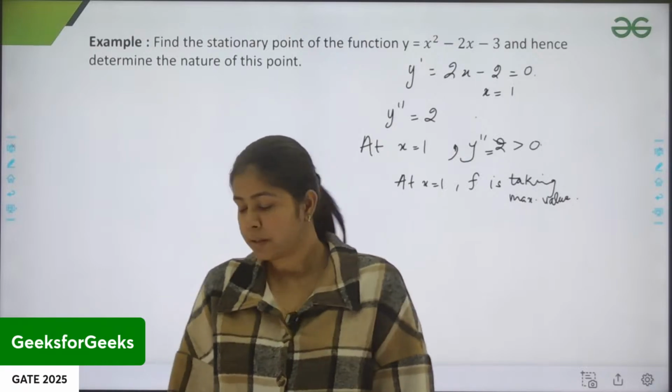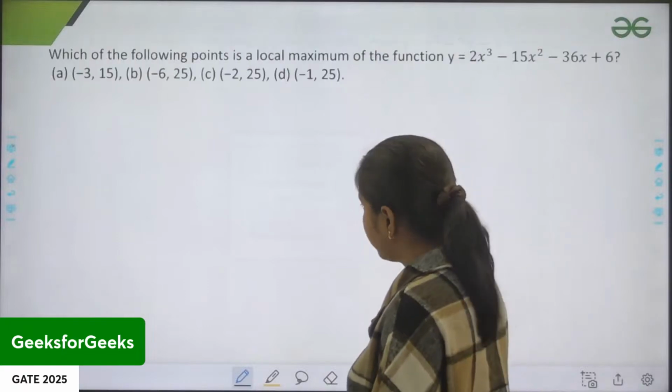So I hope this thing is clear. This is a basic question. Let's move forward.